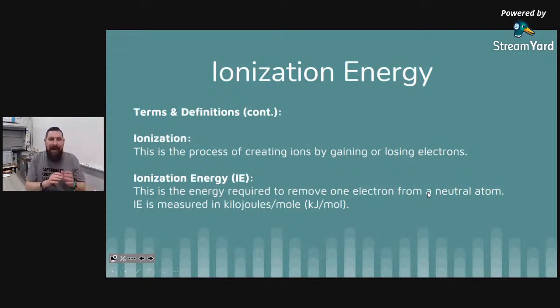But by strict definition, ionization energy, also abbreviated as IE, this is the energy required to remove just one electron from a neutral atom, and we measure this in terms of kilojoules per mole. So ionization energy is the energy required to remove one electron from a neutral atom, but because that's typically such a small amount, we look at actually removing 1 mole of electrons from 1 mole of atoms, and hence why we measure this in kilojoules per mole. Okay? Not just a single atom, but each individual atom, okay? Or moles of atoms, rather.